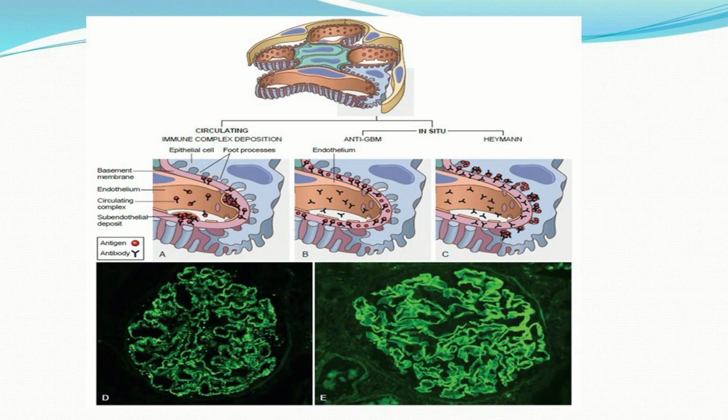So this is the diagram showing the glomerular basement membrane where you can see the circulating immune complexes deposited at the level of the subendothelium. In situ complex can be formed because of the anti-GBM antibody or subepithelial deposits as in Heymann nephritis.